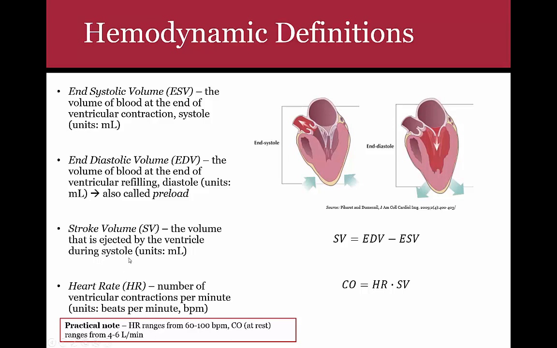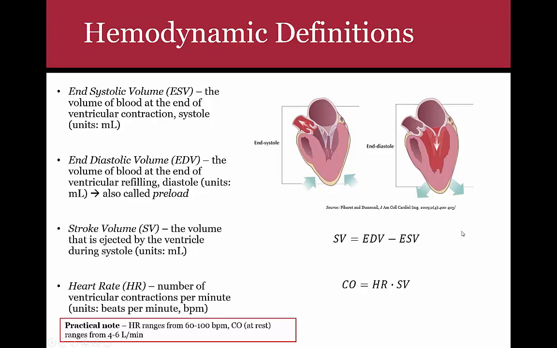Stroke volume is the volume that is ejected by the ventricles during systole. It's not the same as systolic volume. This is the residual volume once you've contracted. Stroke volume is the amount that is actually ejected from the ventricle. So stroke volume plus end systolic volume gives you the entire volume, theoretically, that's within the ventricle. Heart rate is just the number of contractions per minute, in units of beats per minute.